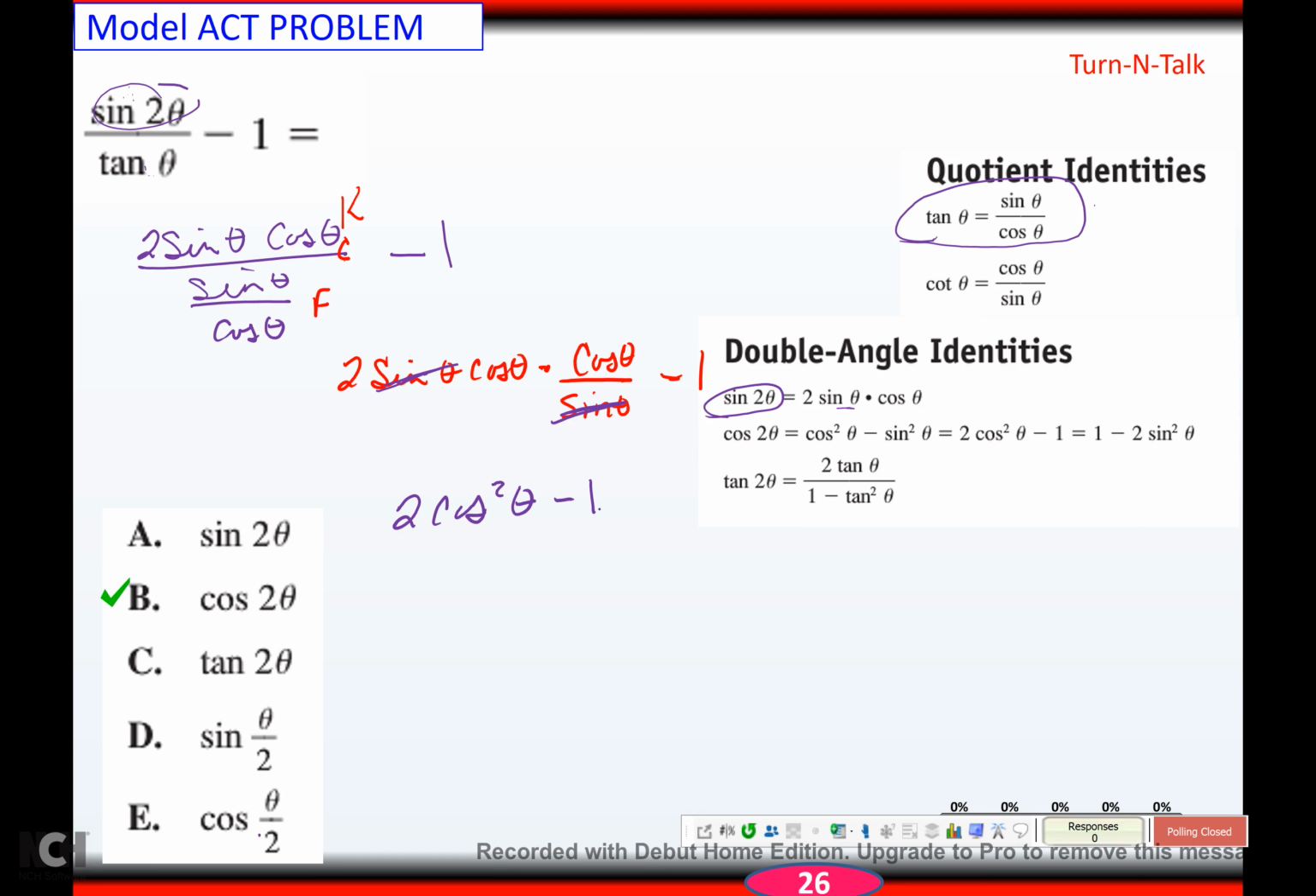Okay, once I got there, I see a 2, so I'm going to go look at my double angle identities and see if I can find 2 cosine squared theta minus 1. Bingo, there it is. So that's equal to cosine of 2 theta.